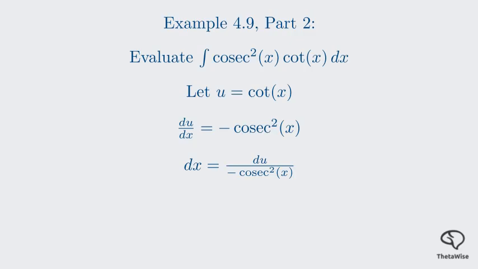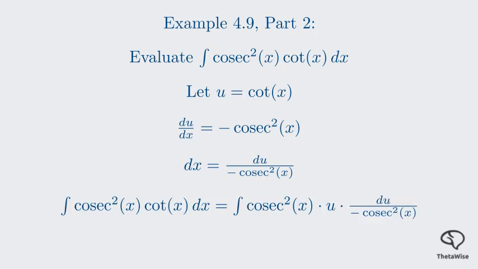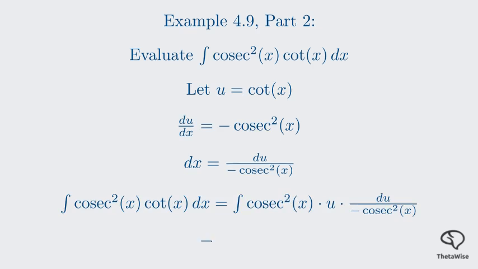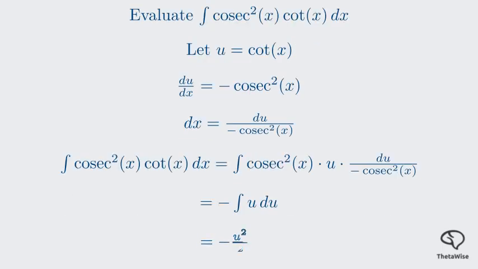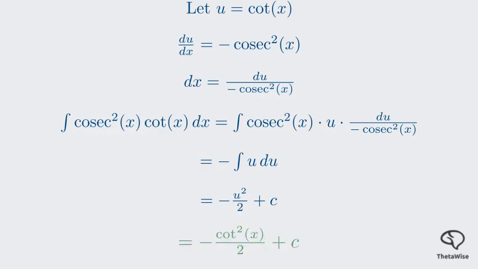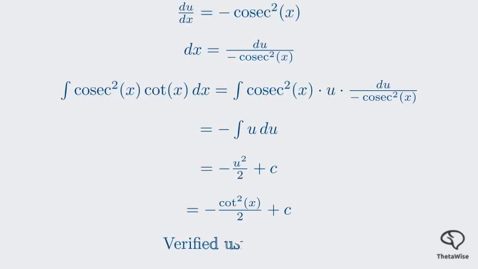Step 2. Substitute these into the integral. Our integral becomes the integral of cosecant squared x times u times du over negative cosecant squared x. The cosecant squared terms cancel. We are left with the integral of negative u du. Step 3. Integrate. This is a simple power rule. We get negative u squared over 2 plus c. Step 4. Substitute back for u. Our final answer is negative cotangent squared x divided by 2 plus c. This matches the memo. Now let's explore two more important types of integrals.